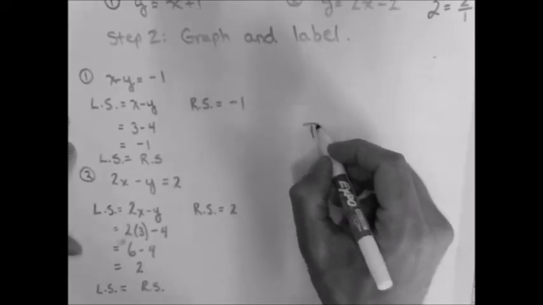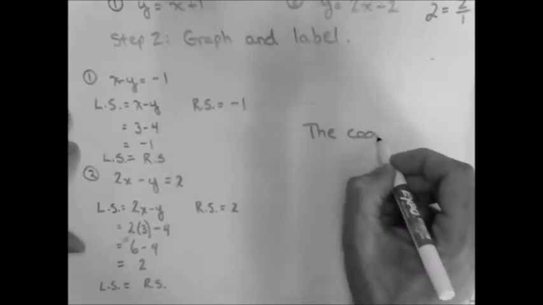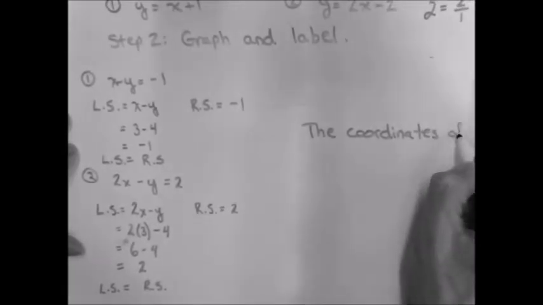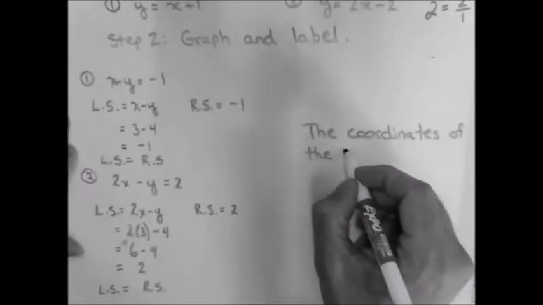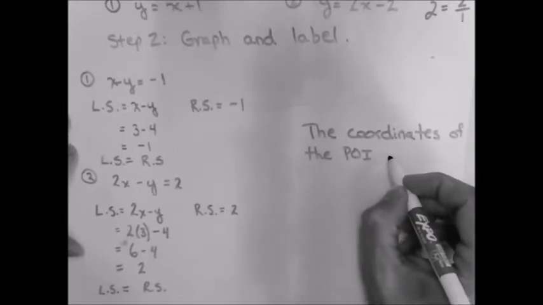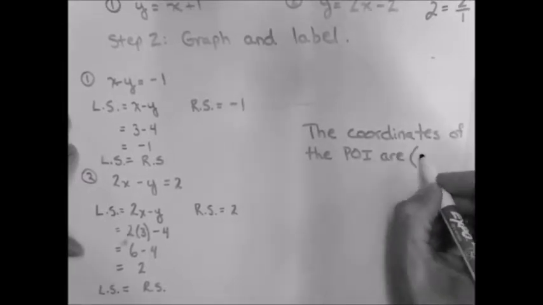And then we write a conclusion. The coordinates of the point of intersection are 3, 4. So over here we could say the coordinates of the point of intersection are 3, 4.